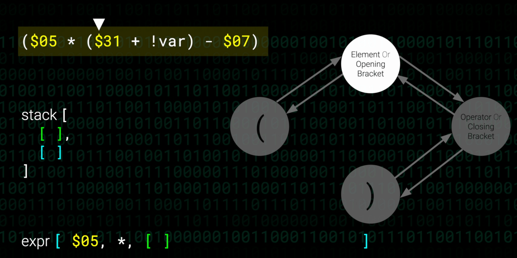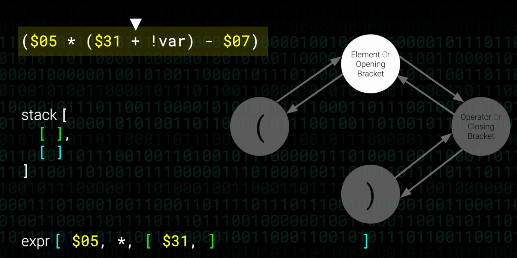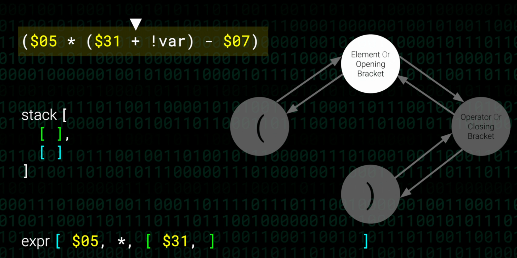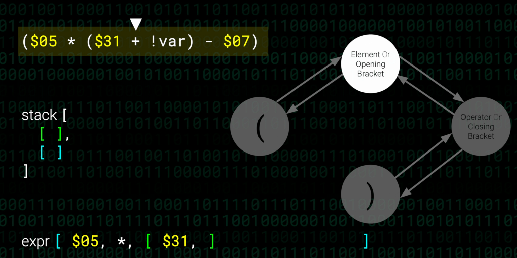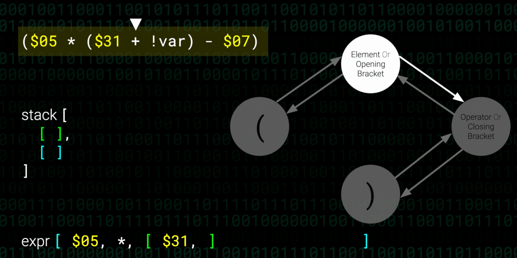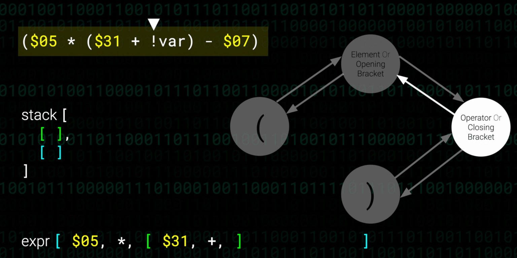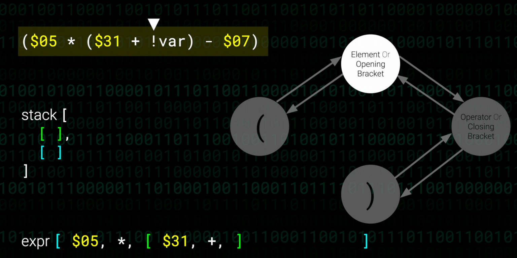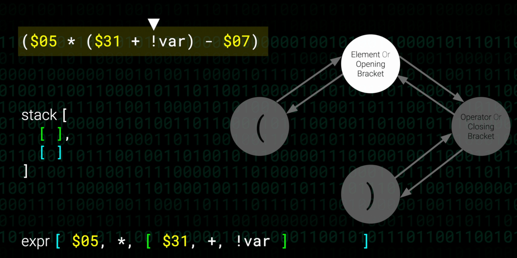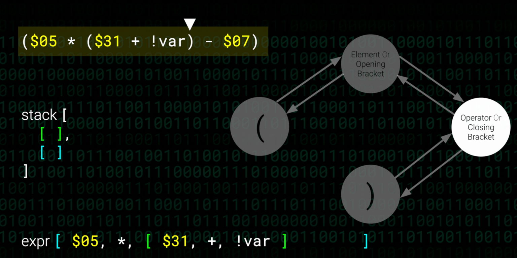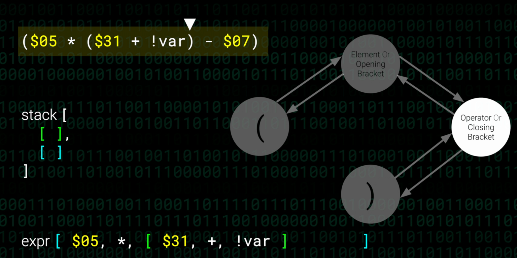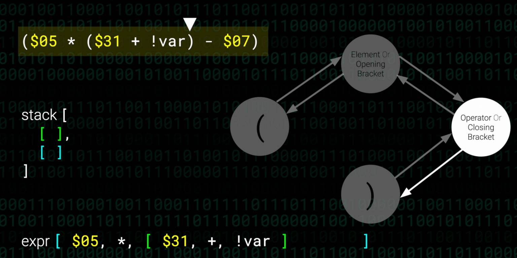Here we find a hex literal, we push it to the array at the top of the stack, but this time that array is actually the nested array inside expr. After transitioning to operator or closing bracket, we capture a plus symbol and move again to element or opening bracket. We find a variable, we move straight back to the operator or closing bracket, and now instead of finding another operator, we find a closing bracket.